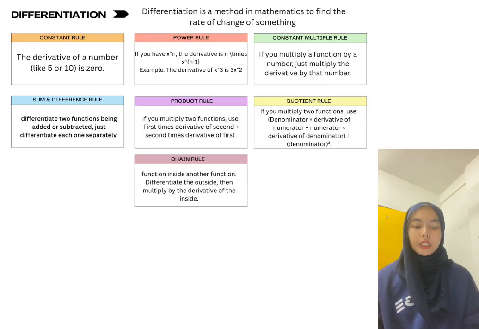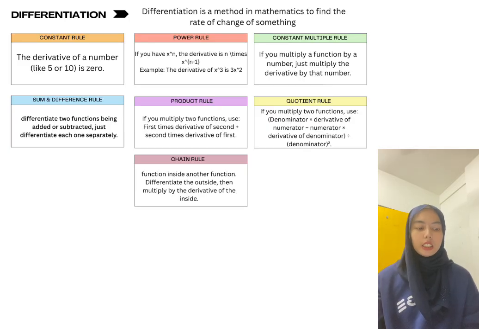For the sum and difference rule, differentiate two functions by adding or subtracting. Just differentiate each one separately. For example, x power of 2 plus 1 over 3. Then the product rule. If you multiply two functions, use first times derivative of second plus second times derivative of first. For example, the product rule is vu prime plus uv prime.